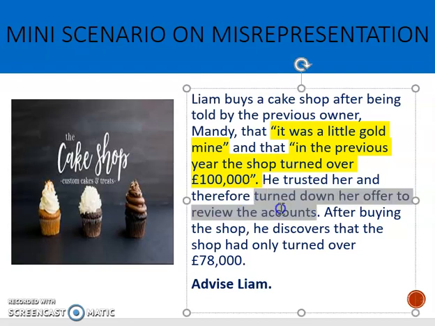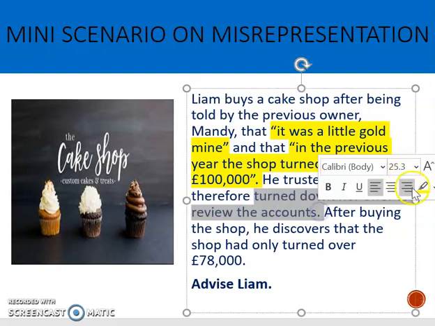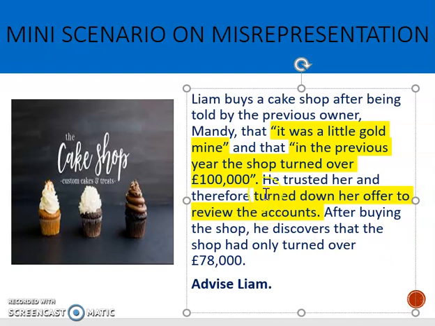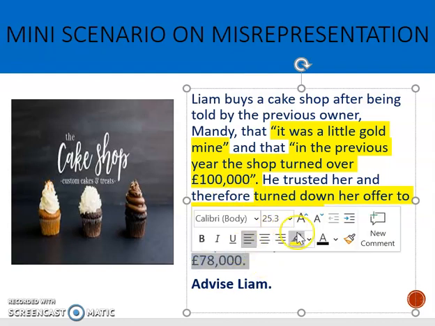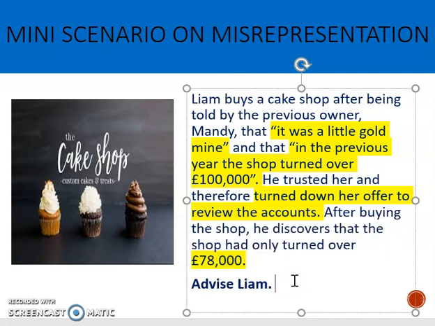He's turned down her offer to review the accounts. So we're being told that because he's relying on it, isn't he? He's believing what she's saying is true. He's basically saying, no, I don't need to check. It turned over 100,000. If you said it did, it did. But the truth of the matter is it only actually turned over 78,000.